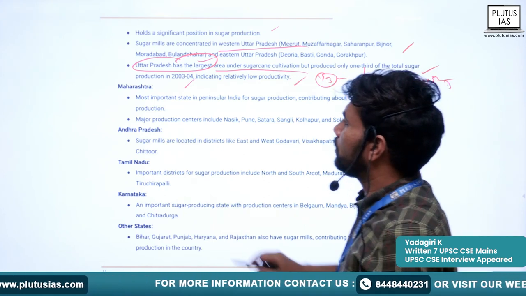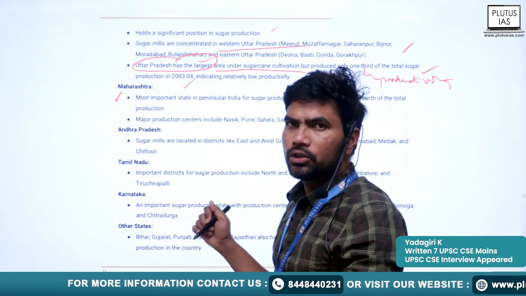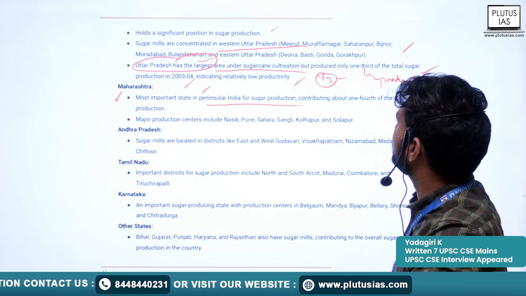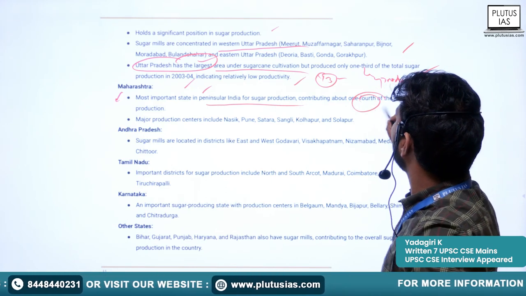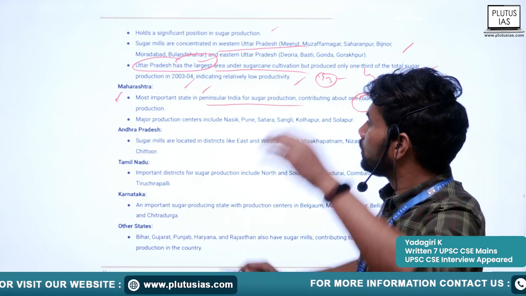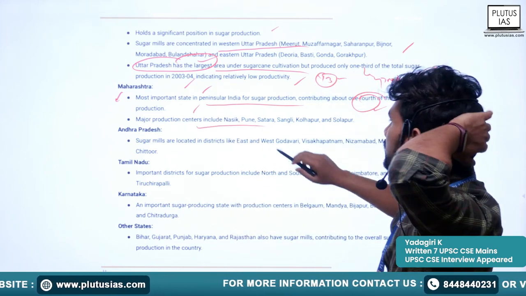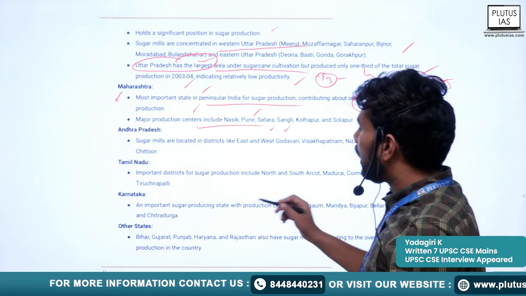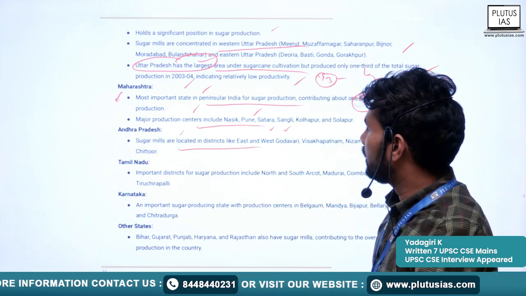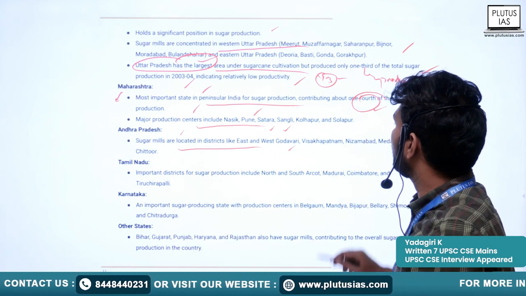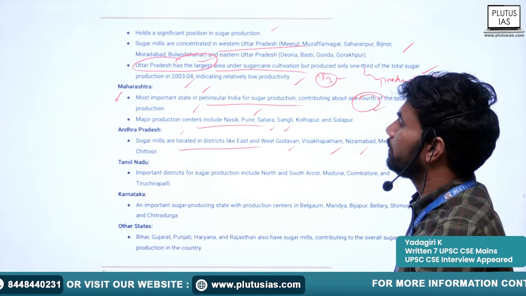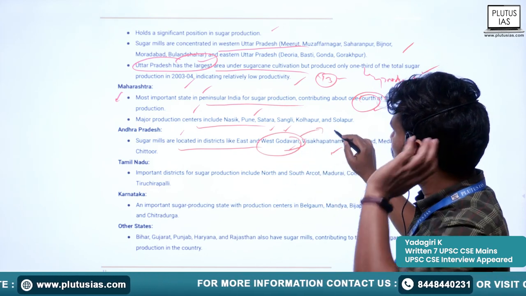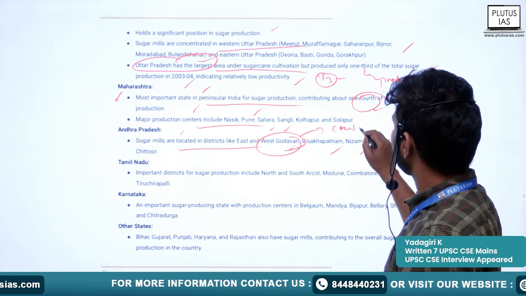So Maharashtra, you can understand, it is the leader in sugar production. The most important state in peninsular India for sugar production, it contributes 1/4 of the total production. The major production centers include Nasik, Pune, Satara, Sangli, Kolhapur and Solapur. Andhra Pradesh, sugar mills are located in districts like East and West Godavari, Visakhapatnam, Nizamabad, Medak and Chittoor. So mostly in coastal, East and West Godavari, these fall under coastal plains.